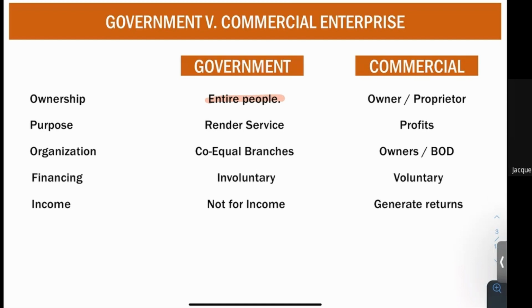Next, we have your commercial. The purpose of your commercial is for profits, that is to earn income. So look at the difference. Government, you don't want to earn income, you just want to render a service. And for commercial, you want to earn income or profits.